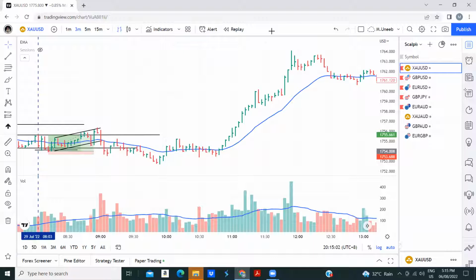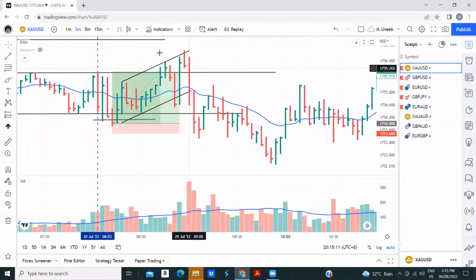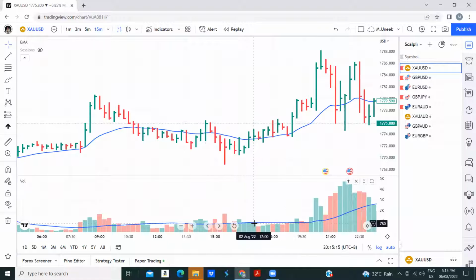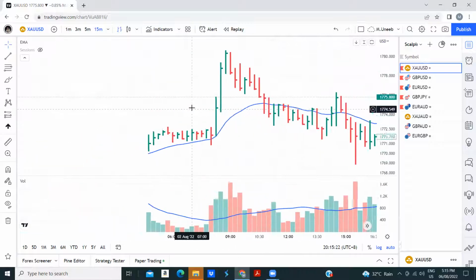So you understand here, the Asian session is a bit more complicated. For gold, you can predict a little bit, okay? But it's not as good as the London session and the New York session. This is very important to understand.